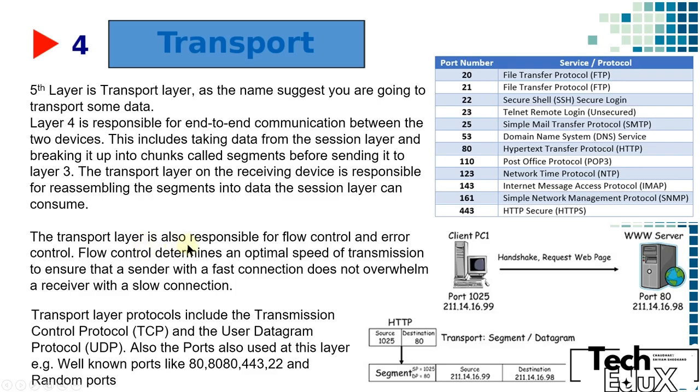The transport layer is also responsible for flow control, error control, and there is another thing called windowing, sliding window. We are going to cover all these things in a lot of detail when we hit the TCP or UDP section. Flow control determines an optimal speed of transmission to ensure that a sender with a fast connection does not overwhelm a receiver with a slow connection. So let's say the client PC is fast enough.